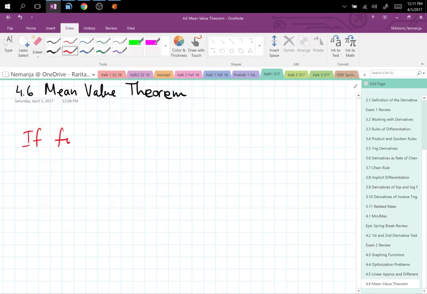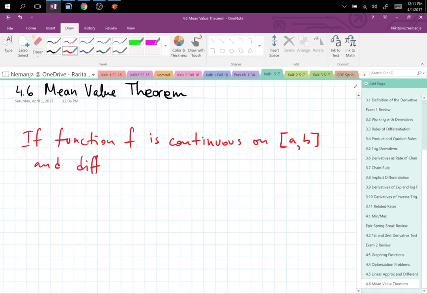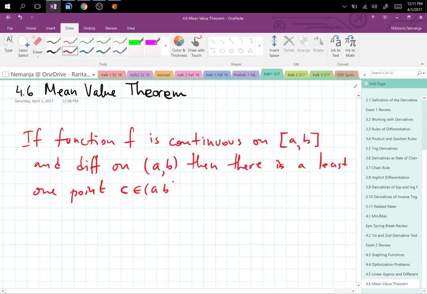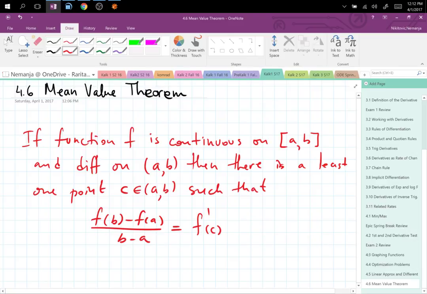So if function f is continuous on closed interval a, b, and differentiable on open interval a, b, then there is at least one point c, element of (a, b), such that, and here is the big statement, f of b minus f of a over b minus a, which is the average, equals f prime of c, which is instantaneous.